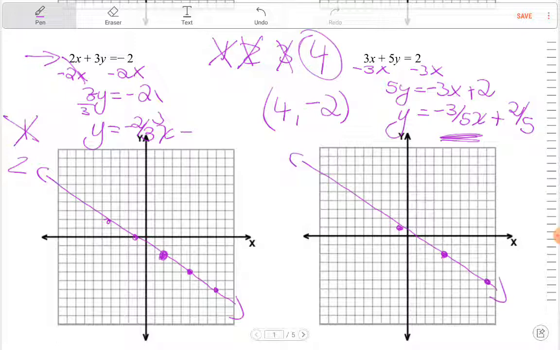Okay, so this was the LG4 notes. Remember, anytime your y-intercept is a fraction, you cannot use it to plot it. You have to find one additional point that will give you a whole number for x and y. And then from that point on, you can count your slope.